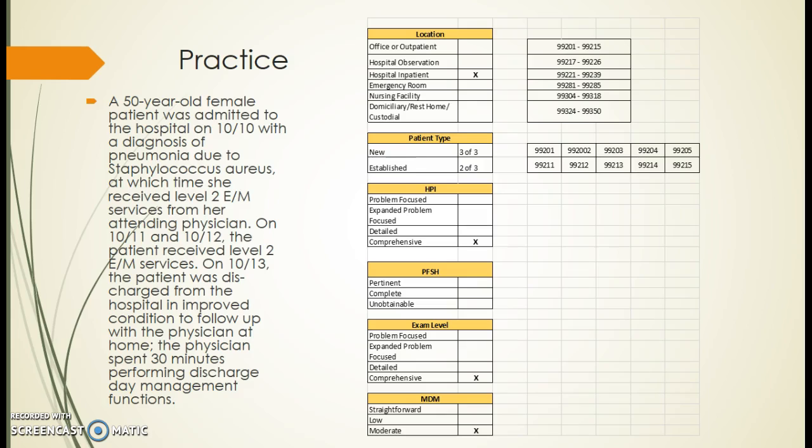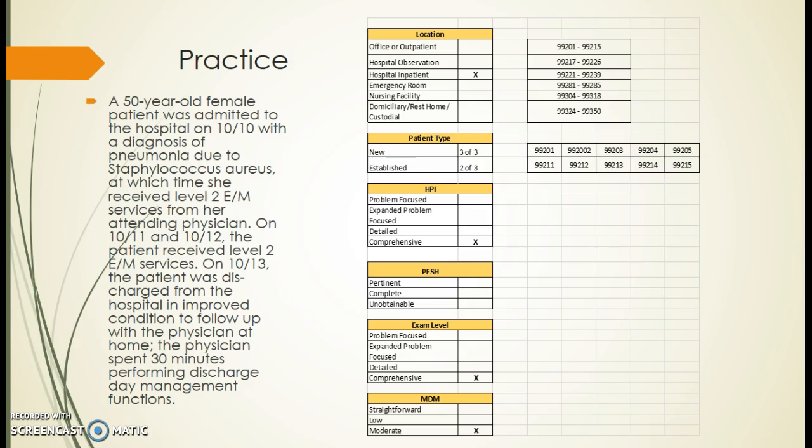For days 2 and 3, all of this information stays the same, except for she then becomes established, because it's a subsequent contact and not a new contact. So these 3 things stay the same, except for we have to figure out what her subsequent codes should be. So for October 11th and October 12th, we're going to flip the page to page 12 and look at subsequent hospital care.